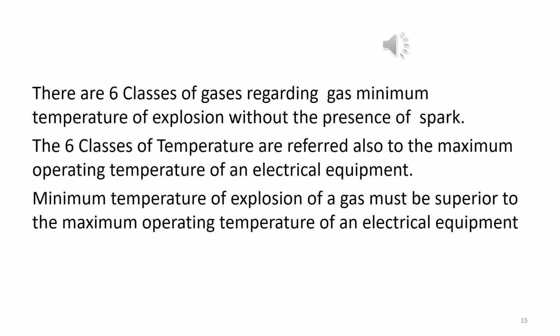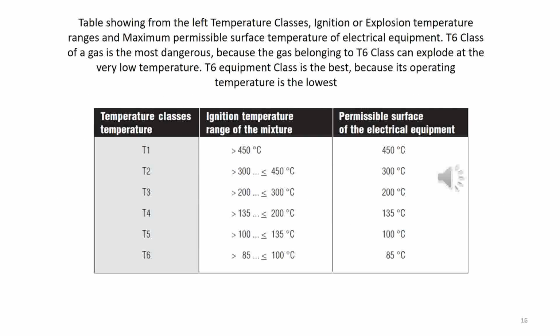There are six classes of gases regarding gas minimum temperature of explosion without the presence of spark. The six classes of temperature are referred also to the maximum operating temperature of an electrical equipment. Minimum temperature of explosion of a gas must be superior to the maximum operating temperature of an electrical equipment. Table showing from the left temperature classes, ignition or explosion temperature ranges, and maximum permissible surface temperature of electrical equipment.